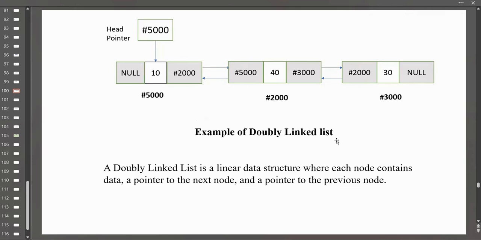So in a doubly linked list, basically each node contains 3 things. One is the data, that is 10, and the next pointer, which is pointing to the next node. One pointer which is storing the address of the previous node. You can simply check this 40 node. What is the previous node? That's 5000, having the address. We are storing it here, right? 3000 is the next address. We are storing it in the next node. All right. So this is what a doubly linked list is.